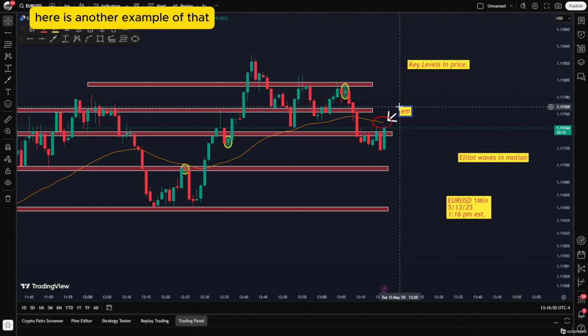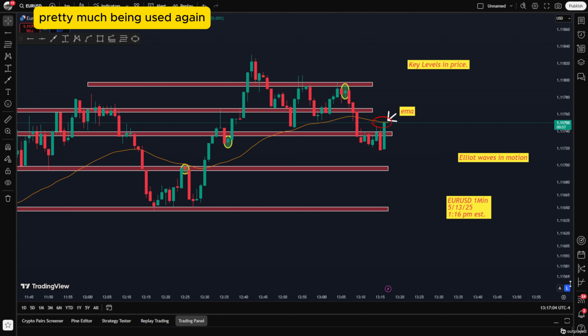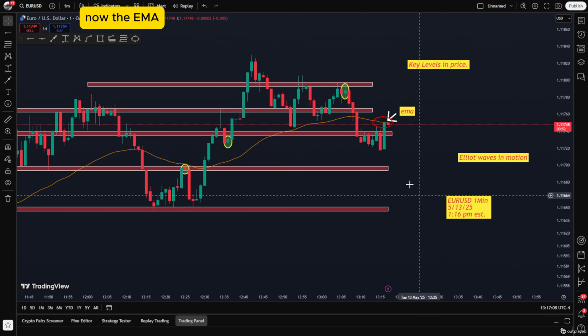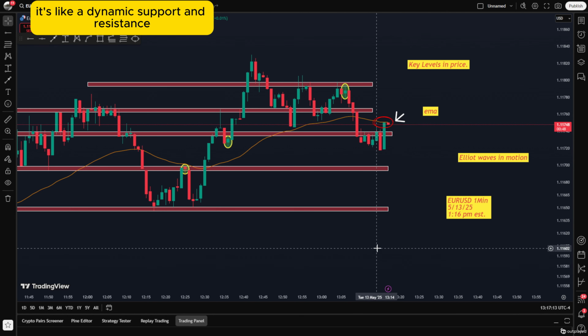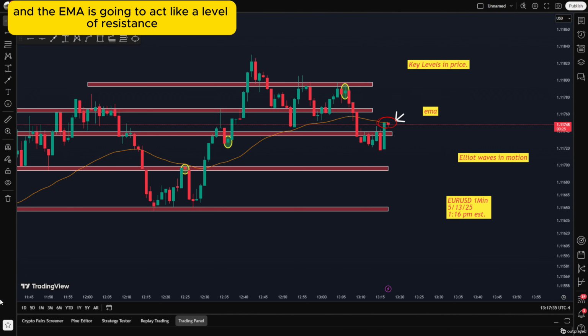Here is another example of that EMA that I have mentioned before, pretty much being used again. Now, the EMA, I can give you a little hint. It's like a dynamic support and resistance. In this case, price has risen up to the EMA, and the EMA is going to act like a level of resistance.